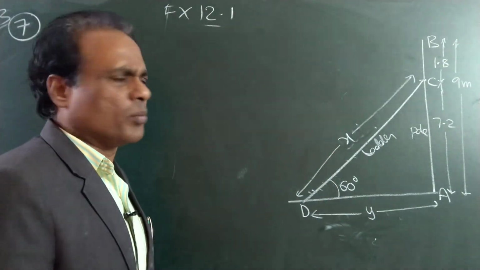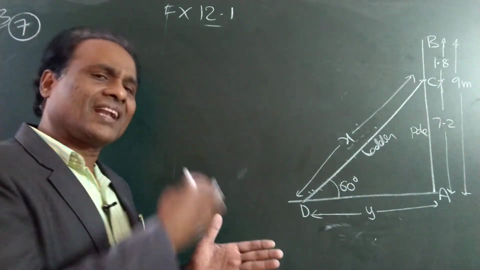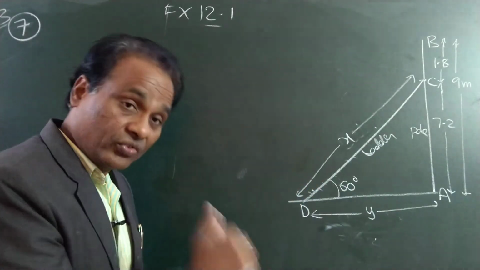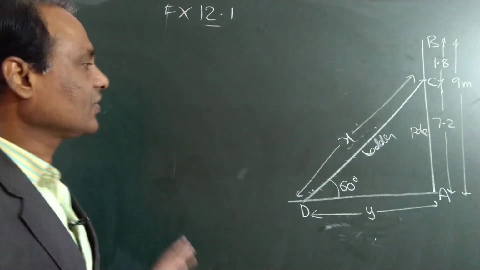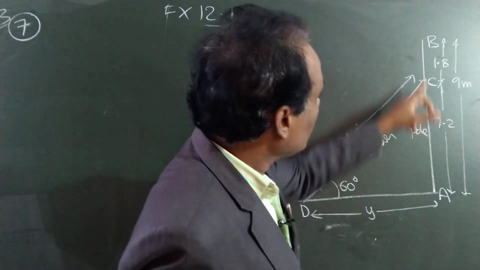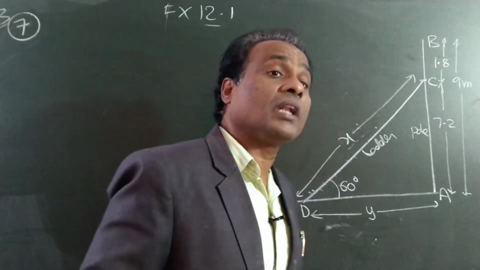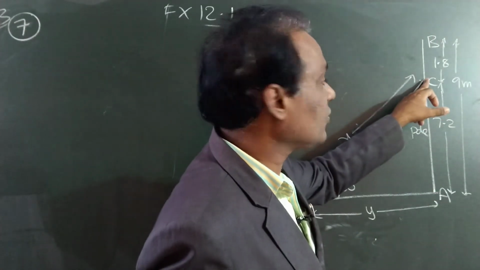I am not starting the problem. Whatever is given I am writing in the form of an introduction, because directly we should not start the problem. Whatever is given, first you introduce, then you solve, then you get the answer. Like that we write full steps. So what is given? Height of the pole AB is equal to 9 meters, and he has to reach that point C.